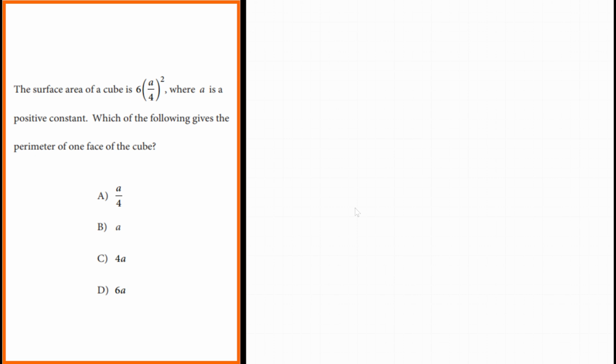So we know that the surface area of our cube is equal to 6 times (a over 4) squared, and we're trying to find the perimeter of one of the faces of our cube. This might be easiest if we start by thinking about this in terms of side length. So what is the surface area of a cube in terms of side length?